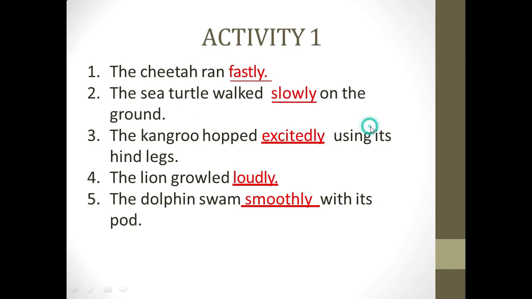So, okay, let's check the answers. The cheetah ran fastly. The sea turtle walked slowly on the ground. The kangaroo hopped excitedly using its hind legs. The lion growled loudly. The dolphin swam smoothly with its paw. Here you can see that all the words have ly at the end, and they are used just after the verb. Swam smoothly, growled loudly, hopped excitedly, walked slowly, ran fastly. So that's how you use an adverb in a sentence.